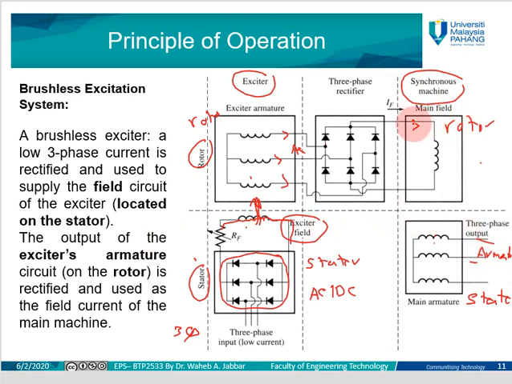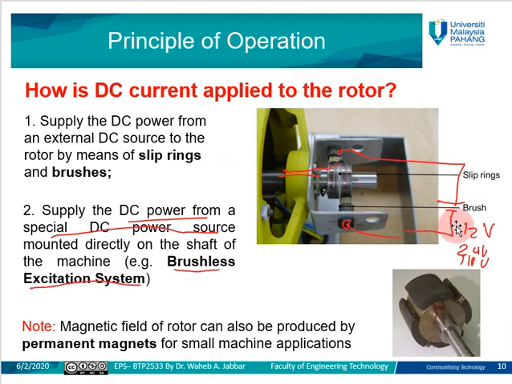the synchronous machine is operated, either by using a brushless excitation system or by using a direct DC source system. We are going to continue in the next video.